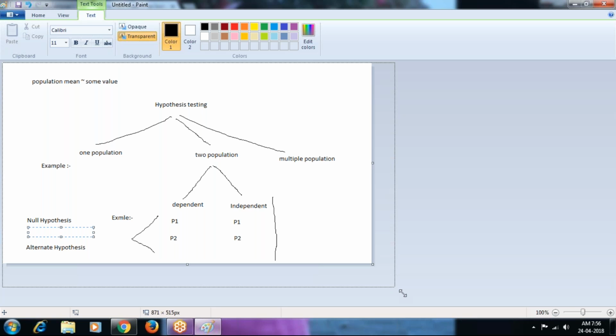Is it clear? Are you able to make any sense out of it? What is mu1? What is mu2? Mu1 is the average weight of the population before treatment, in this case before diet control, and mu2 is the average weight of the population after diet control. Is it clear?